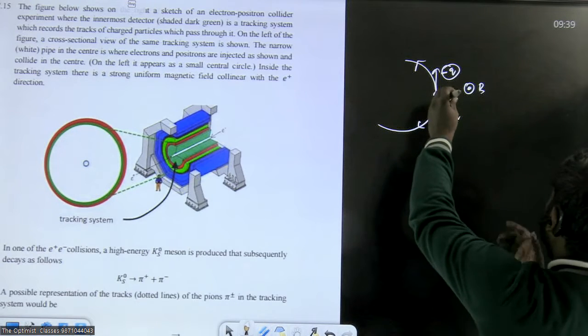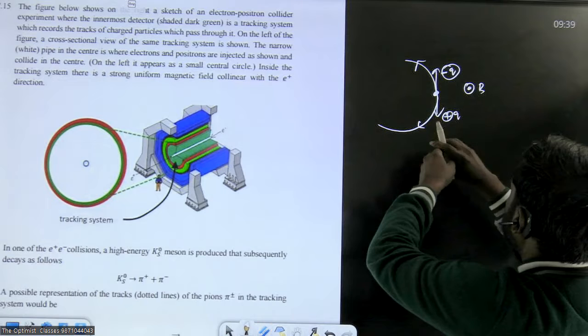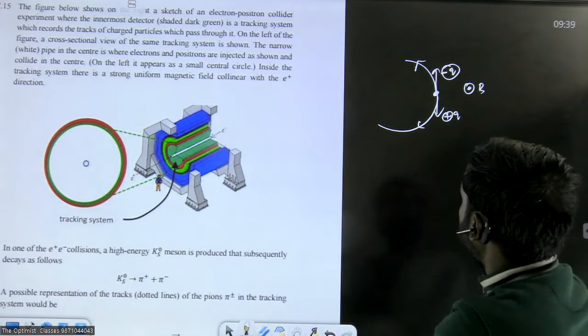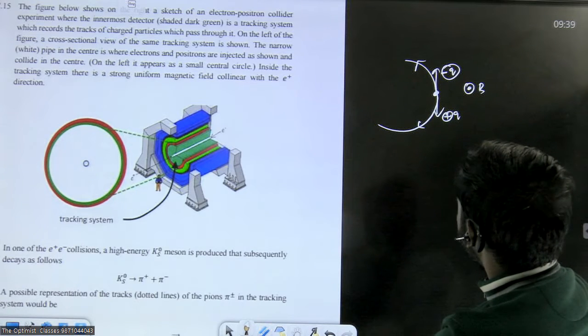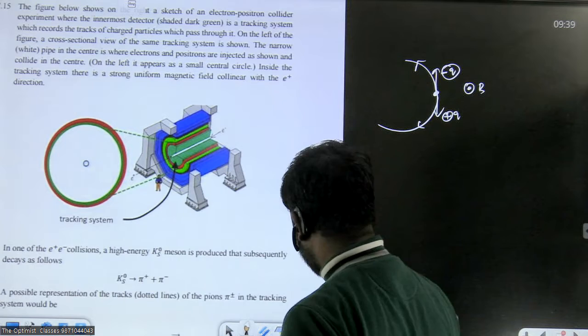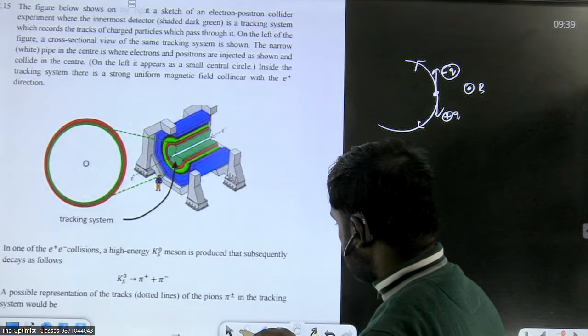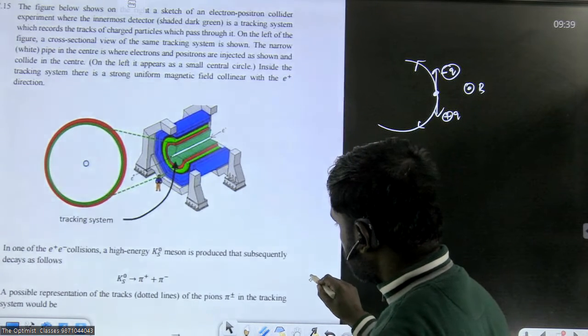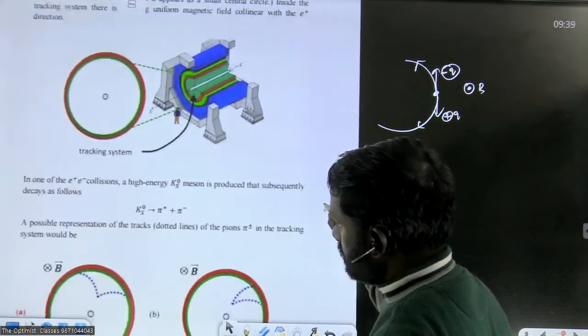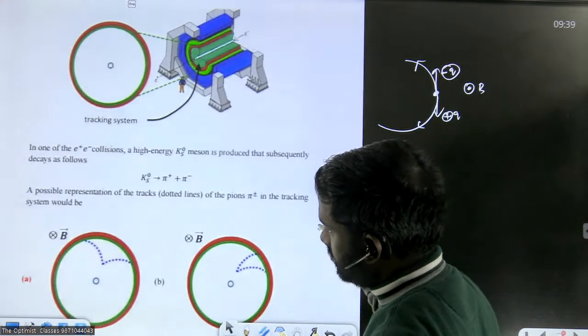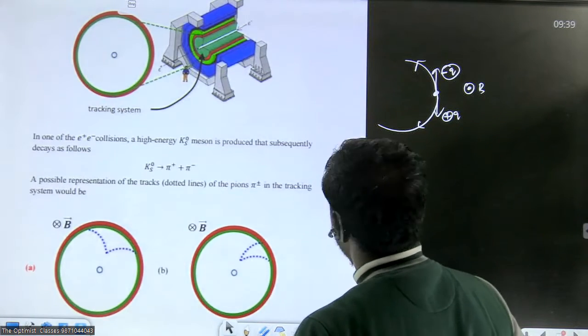V is in this direction, B is in this, v cross B. Force, since it is negative, so it will deviate like this. Okay. I think something is there. So these are the options given.